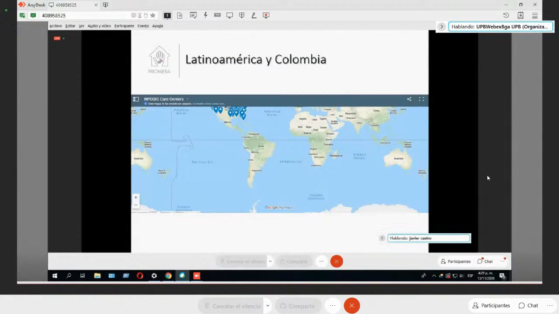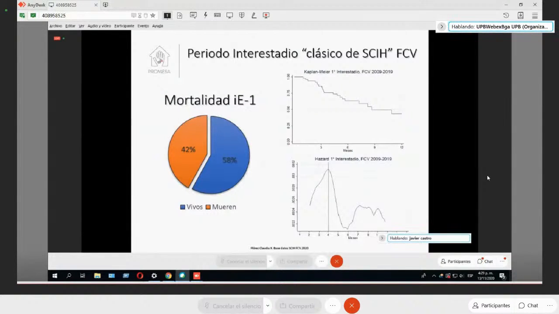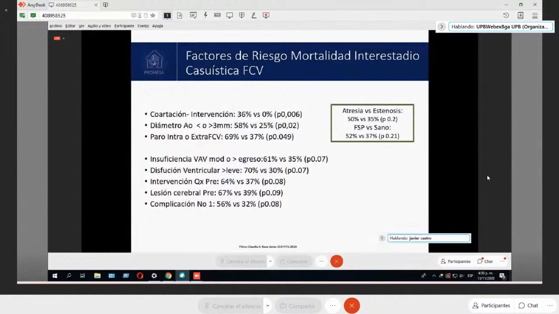This is the overview in Colombia and Latin America. There was nothing so far. So when we reviewed our statistics of hypoplastic left heart syndrome in classic interstage, when these children were discharged, almost 42%, or almost half of these children died at home. And that began occurring after the 4th month of discharge, as seen in the picture.